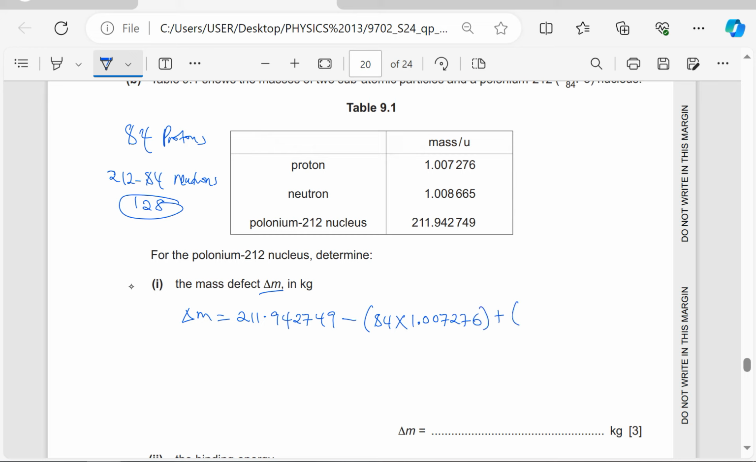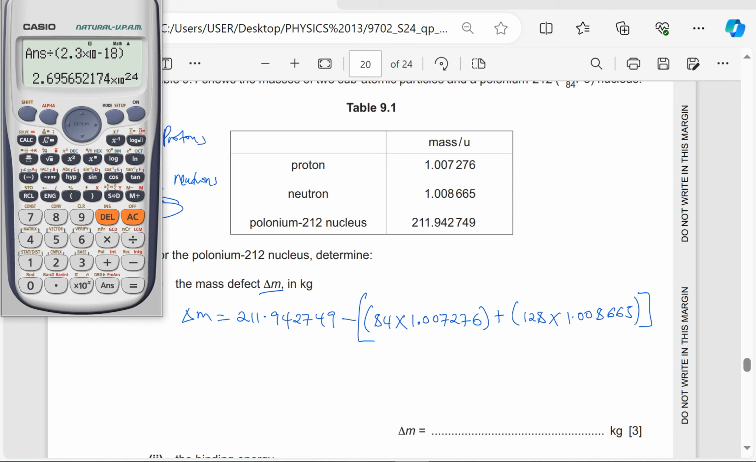Then plus the other one is 128 neutrons times the mass, which is 1.008665. So I'm going to press my calculator. Let me start with the bracket. 84 times 1.007276 plus 128 times 1.008665.